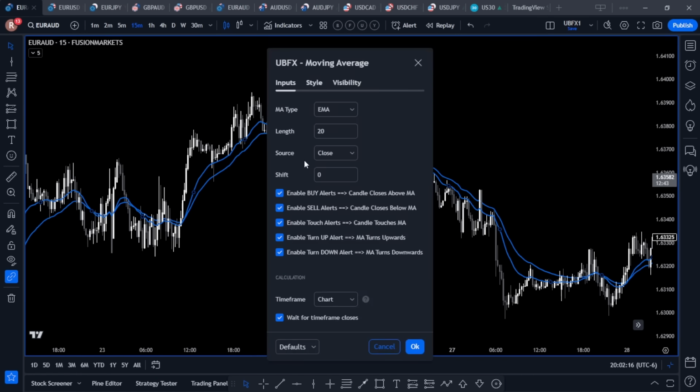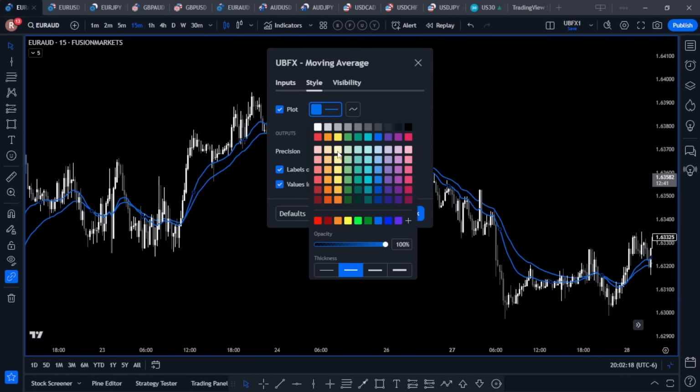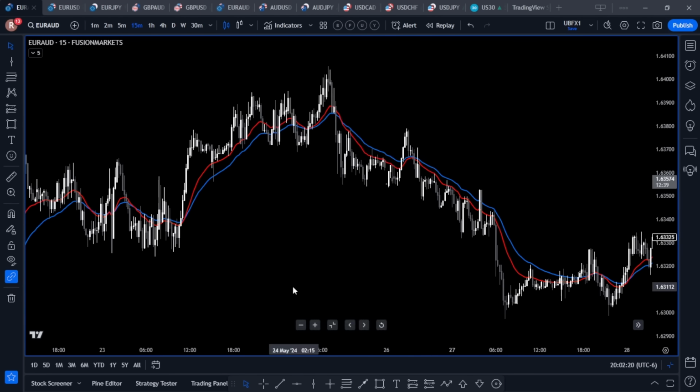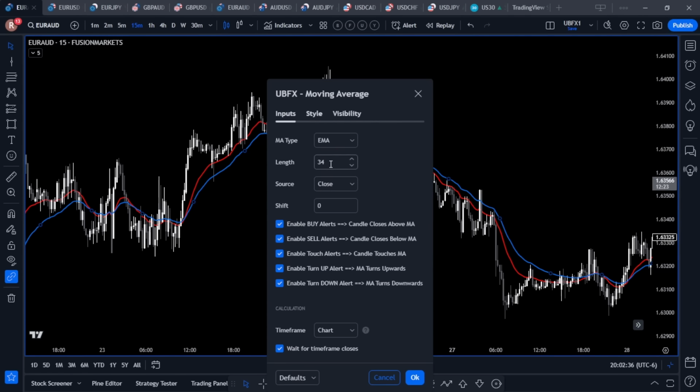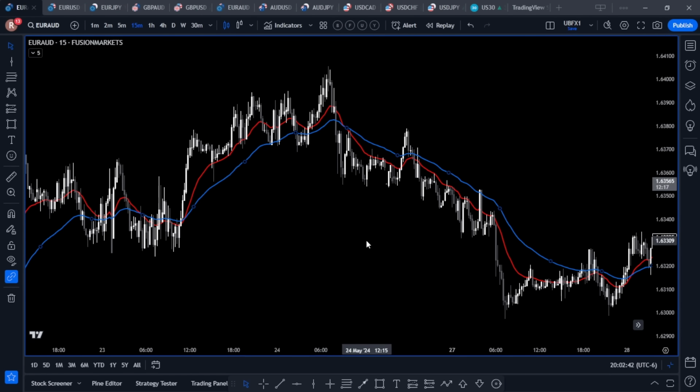So let's turn that first one to red so that we can see it. So we have a distinction now between the red and the blue. The red is a 20 moving average and the blue is the 34. So there's not a lot of difference between the two of them. So what I will do is increase the value of the blue one. Now 34, even 50 is still going to be pretty close. If we go with a 50, we don't see a significant change. This is better. Absolutely, it's better.